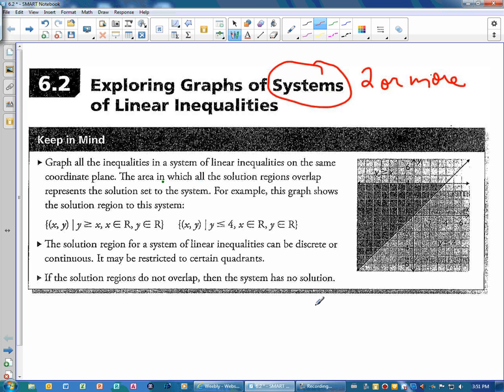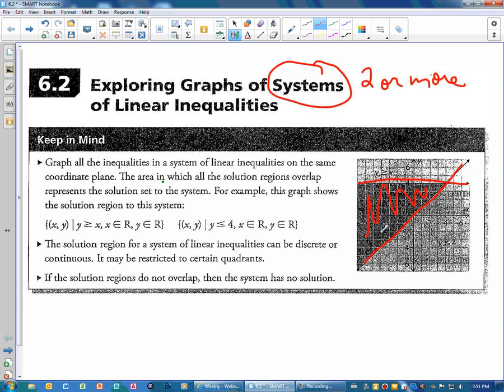Keep in mind, first of all, that you're going to graph all the inequalities in a system of linear inequalities on the same coordinate plane. This is a horrible picture, but it does show that we're graphing this line and this line, so this is a system. The dark part is where the overlap is, and the overlap is actually the solution. The area in which all the solution regions overlap represents the solution set to the system. Any ordered pair in the shaded part will be an answer for the two inequalities.